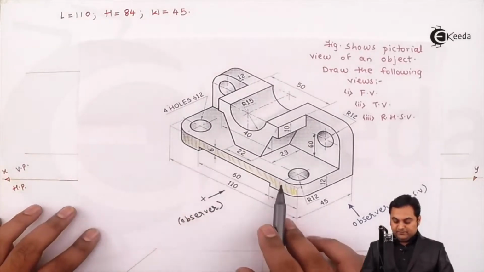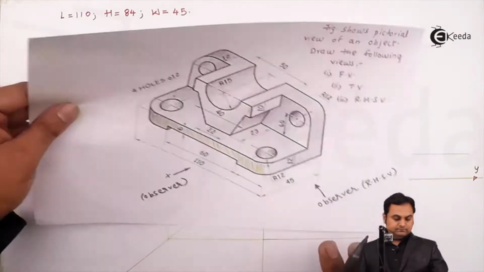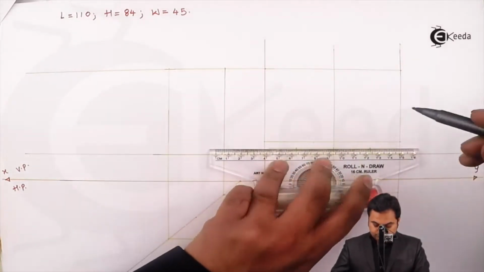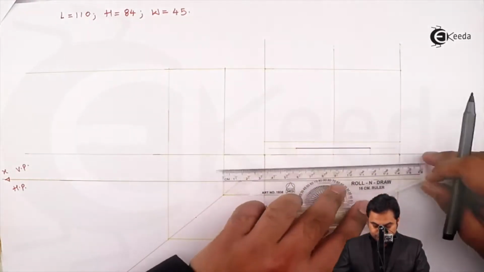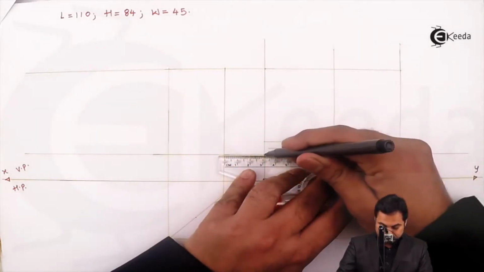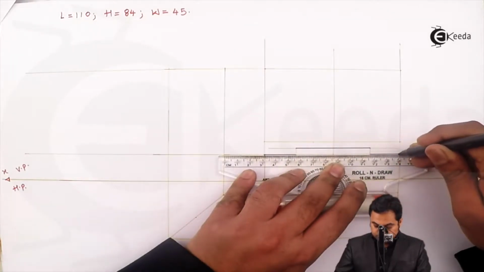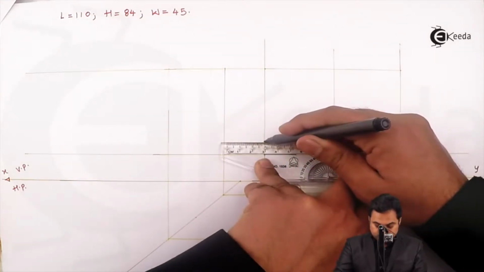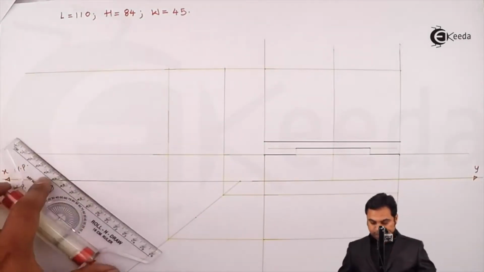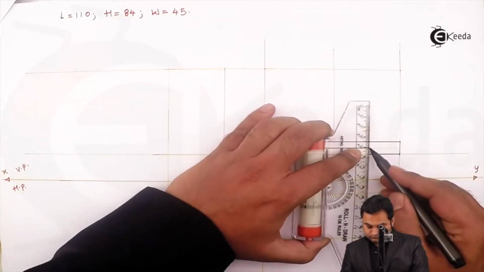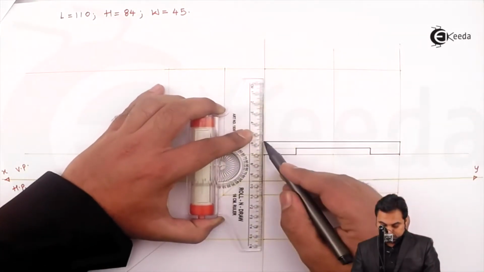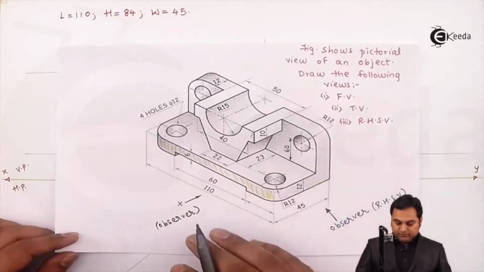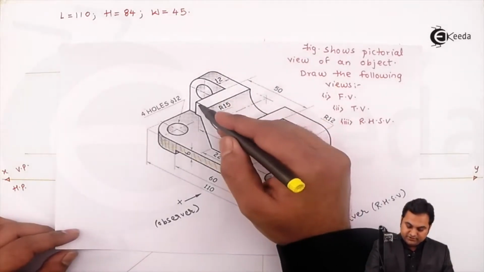So this entire base plate is visible. I'll make it dark. So this base plate is seen from the front. Next, when I'm looking from the front, in that case, the surface here is also visible.